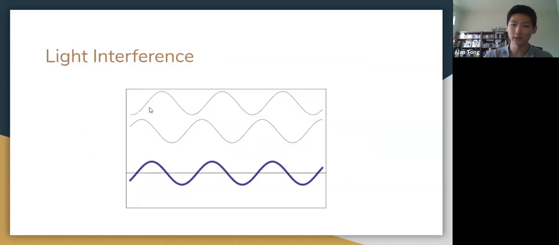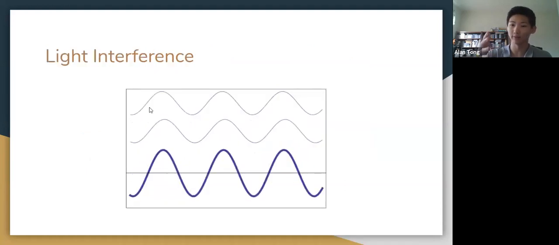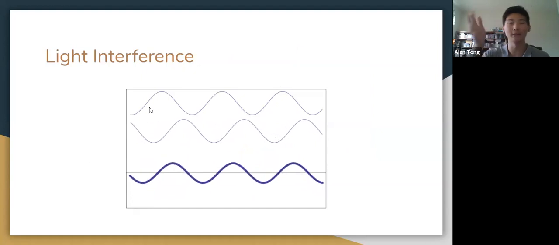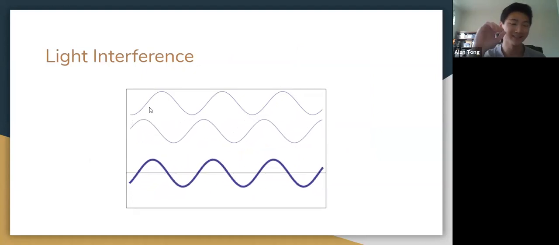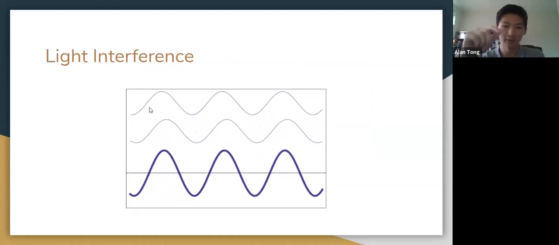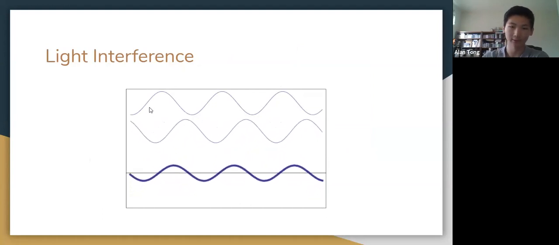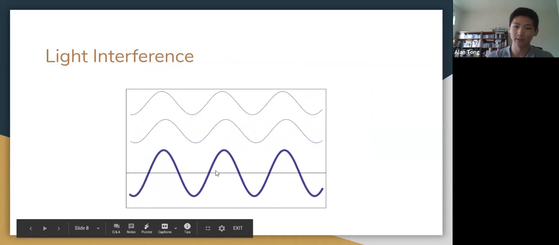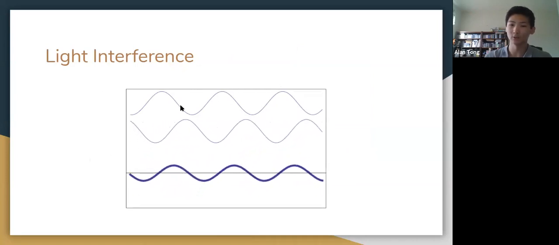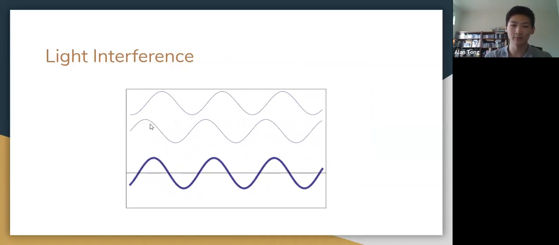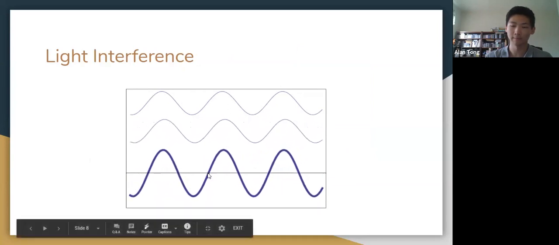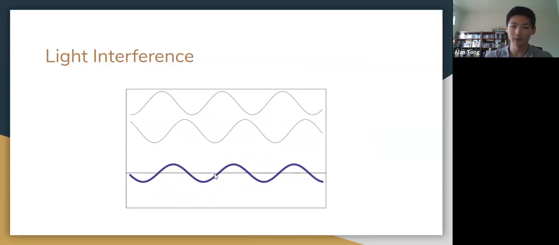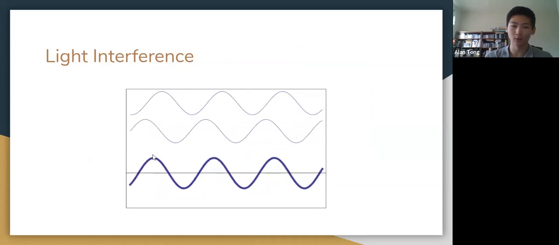So check out this diagram here. We know that light is a wave. Now the physicists will say, oh, well, light is a particle and a wave, blah, blah, blah. For now, let's think of light as a wave. Now, we have two waves here, one here and one here. This wave at the bottom is the sum of these two waves. So you add this wave plus this wave, and you get this wave here. All right. Now, notice how sometimes there's nothing at all, and sometimes there's a whole bunch of wave, like right now.